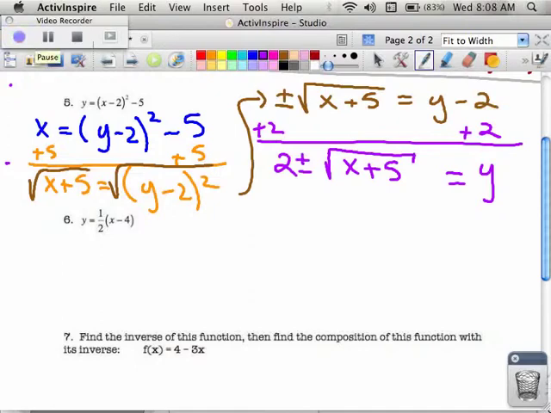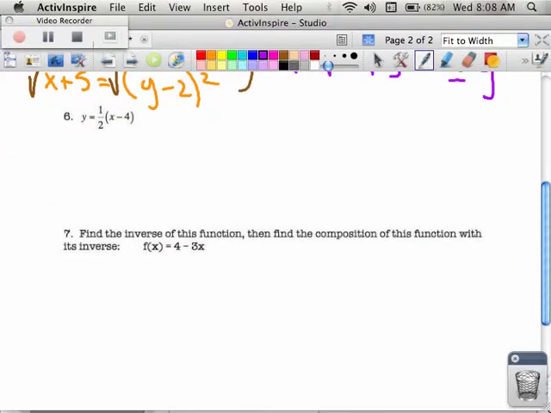In number 6, it seems to me, I don't know why they put this one last in this group. It seems a little bit easier than the last one. In number 6, I'm multiplying by a half. So the way that you would undo multiplication by half is you'd multiply by 2. But before I can do any of that, I have to switch the y and the x. Very good. Switch the x and the y.